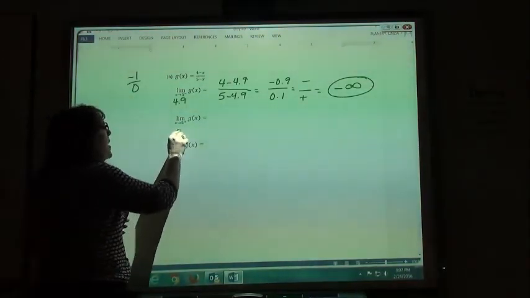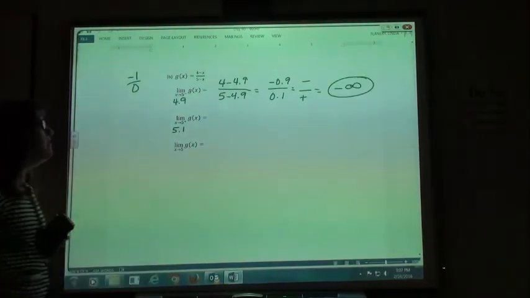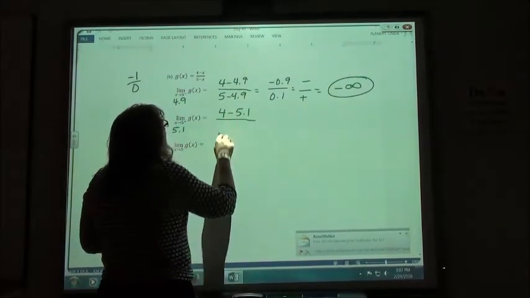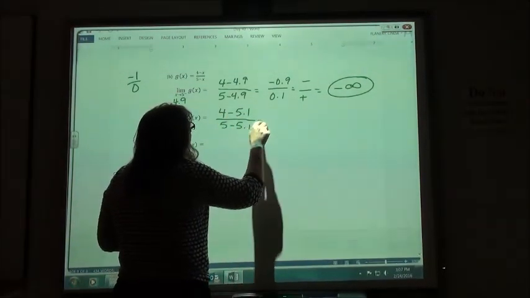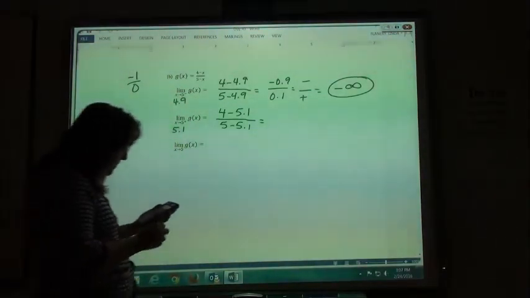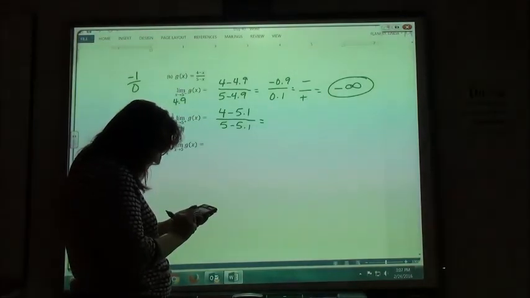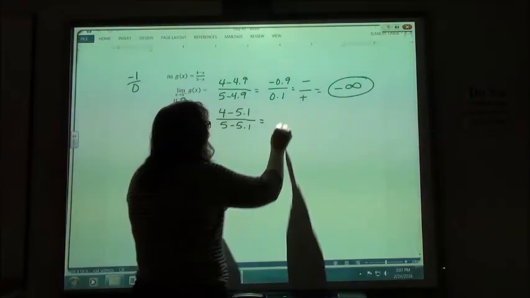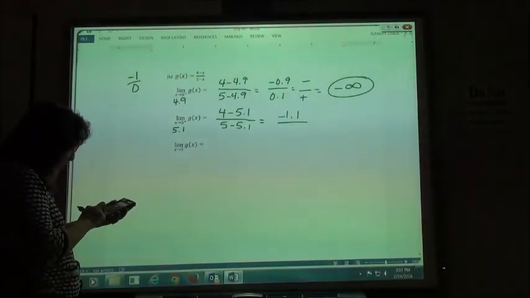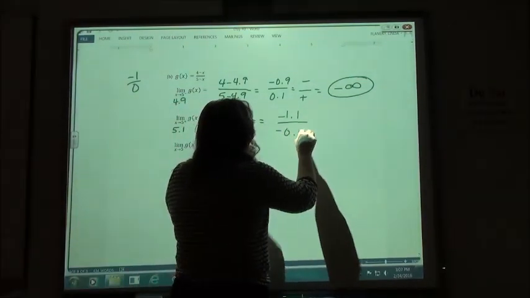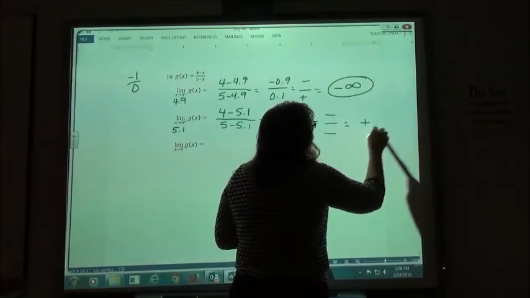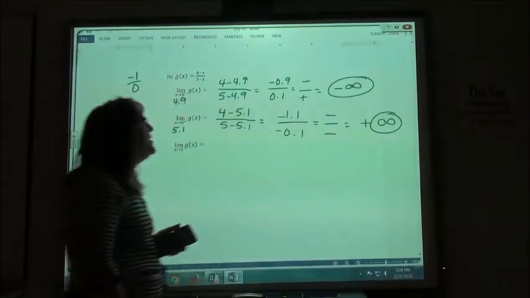As x approaches 5 from the right-hand side, so from the positive direction, just a little bit bigger, I'm going to plug in 5.1. So 4 minus 5.1 over 5 minus 5.1. 4 minus 5.1 would give me negative 1.1. 5 minus 5.1 would give me negative 0.1. I have a negative over a negative. A negative over a negative is a positive, so I'm going to get positive infinity.